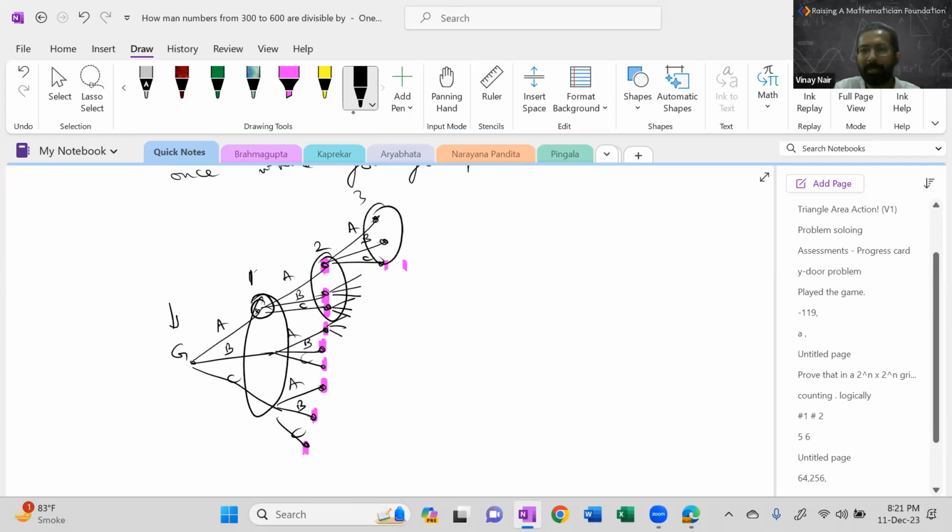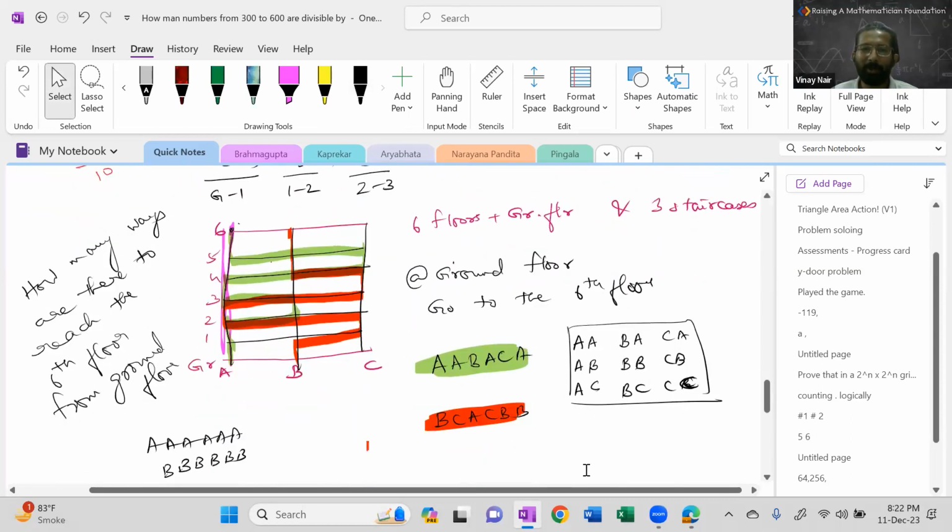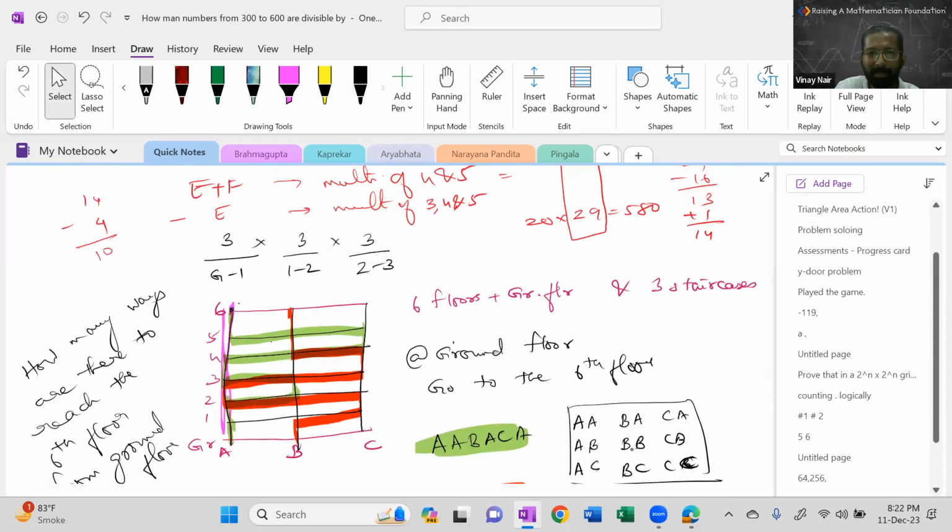Each of their children has 3 children, and so on and so forth. After 8 generations, how many kids are there in total? Yeah, exactly. That problem is the same problem as the staircase problem.